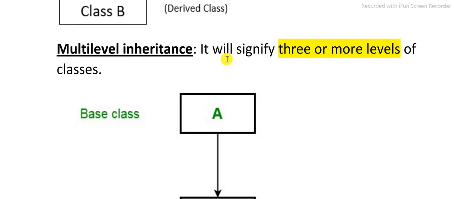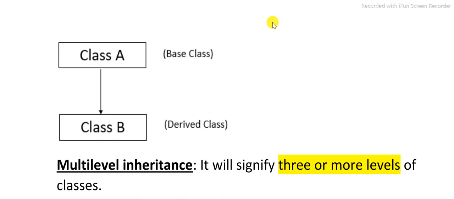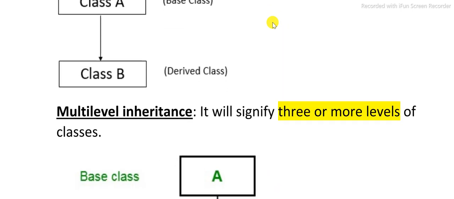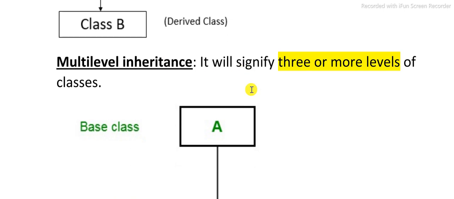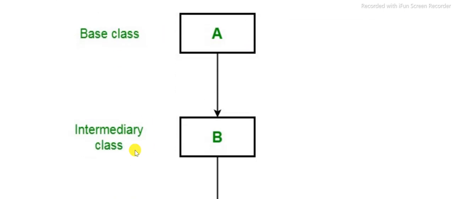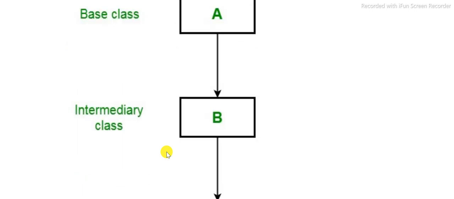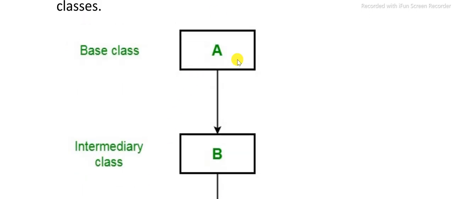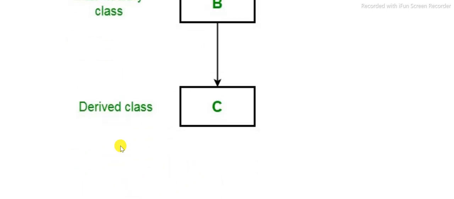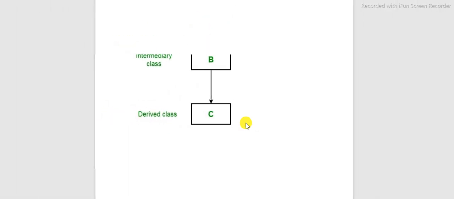And multi-level will signify three or more levels of classes. In single, we have just two. In multi-level, we can have three or more, such as base class, intermediary class, and derived class. So this is our grandparent, parent, and child class.